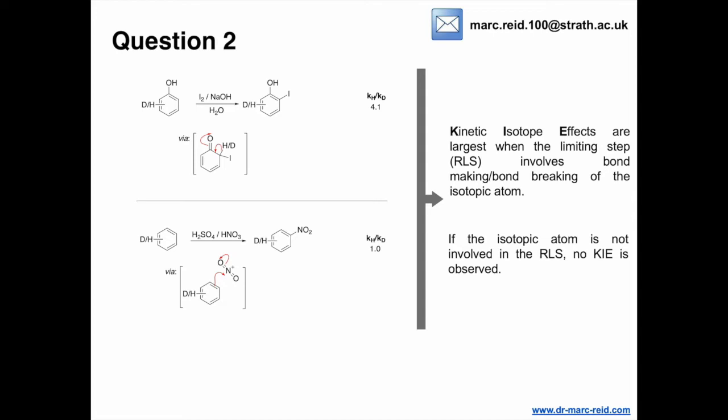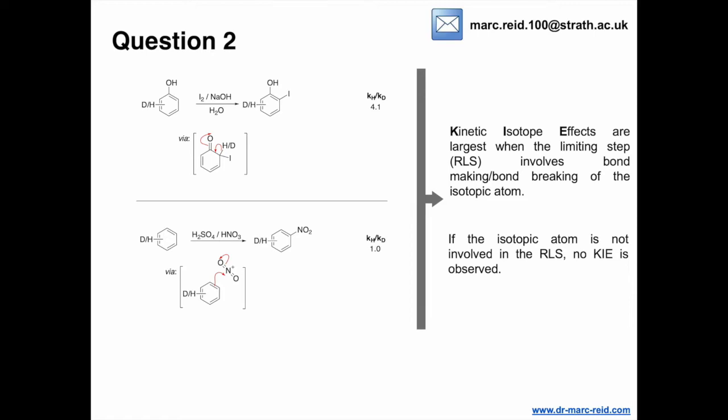In the case of the bottom reaction, the nitration of benzene, there is no KIE observed. Therefore, we could suggest that the rate-limiting step in this case is the initial electrophilic attack of the nitroxide ion on the benzene ring. This is consistent with the observation of no KIE because this step does not involve the breaking or making of a CH or CD bond.